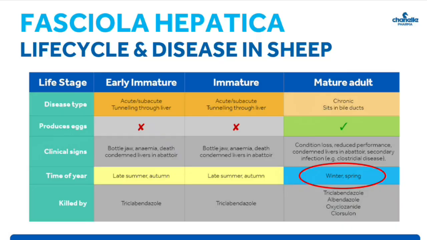So fluke tend to only reach their adult life stages in the animals during the winter, late winter and the spring period. And it's the adult fluke that cause chronic fasciolosis. This condition leads to reduced growth rates and reduced production performance, and it also can lead to liver condemnations at slaughter. Severity of disease usually depends on the number of fluke present in the animal.